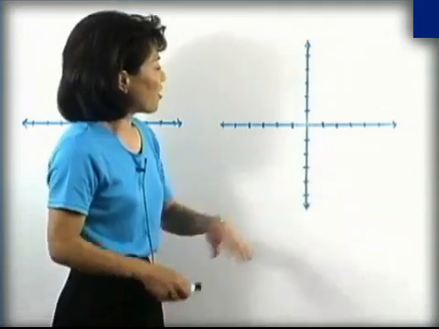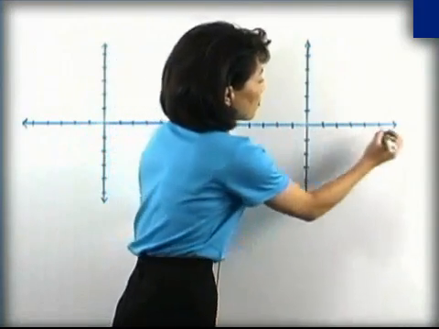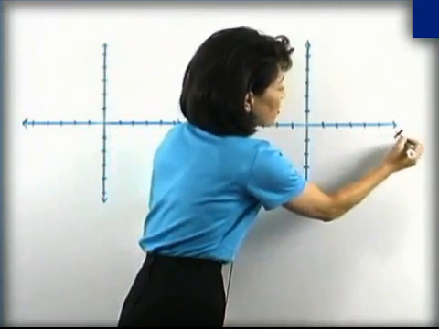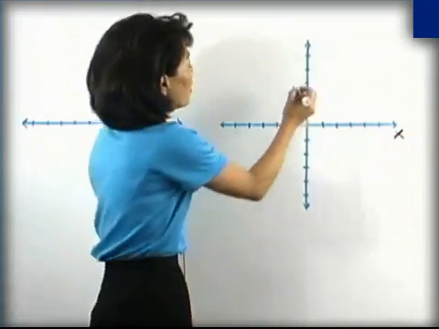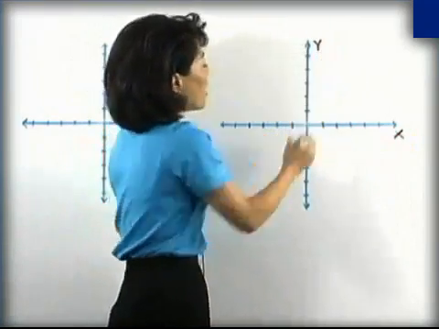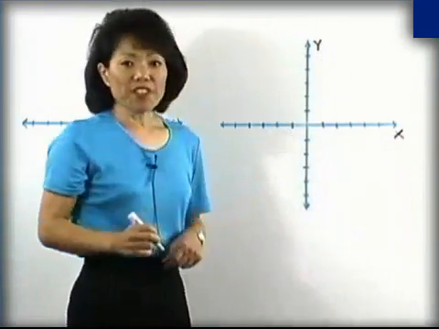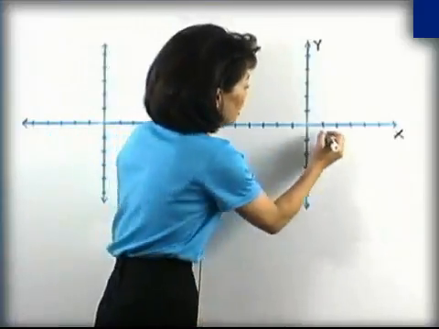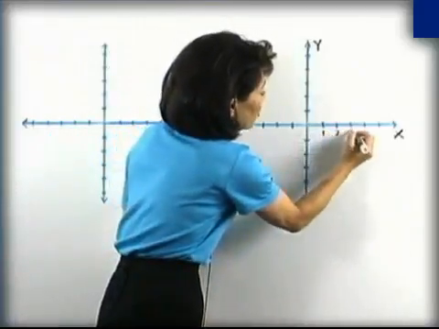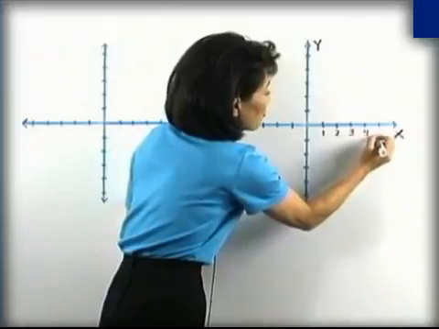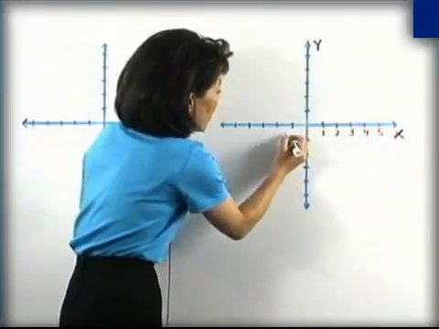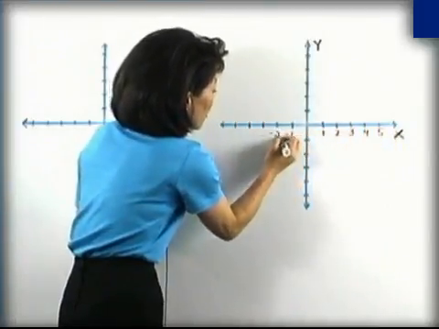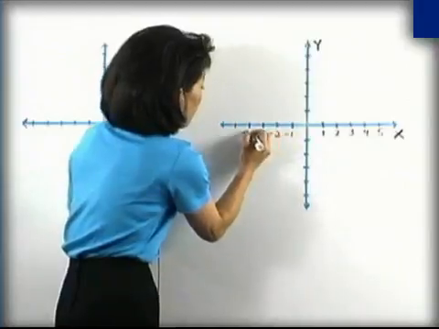Here we have again the x and y axis. Let's remember that the horizontal axis is called the x-axis, the vertical axis is called the y-axis. The point of intersection is referred to as the origin. Numbers to the right of the origin along the x-axis are positive. Numbers to the left of the origin on the x-axis are negative.